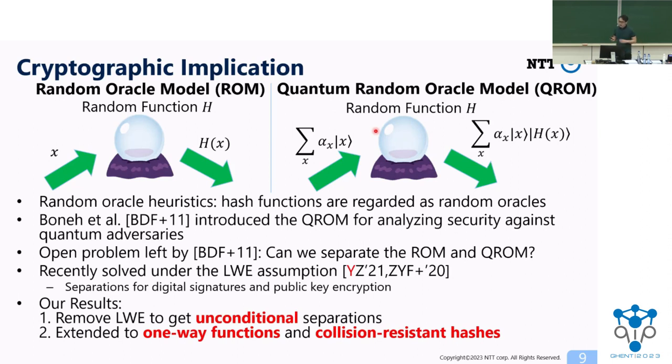And in this work, we can improve this state of the art as an immediate corollary of our main result. As a corollary of our results, we improve in the following two perspectives. First, we can remove the LWE assumption, the hardness of LWE, and we now get unconditional separations between the random oracle model and the quantum random oracle model. Second, we can extend the separation to one-way functions and collision-resistant hashes, which are more fundamental primitives than digital signatures and public key encryption. And so our results confirm that for ensuring security against quantum computers, we actually have to give security proofs in the quantum random oracle model rather than in the random oracle model.